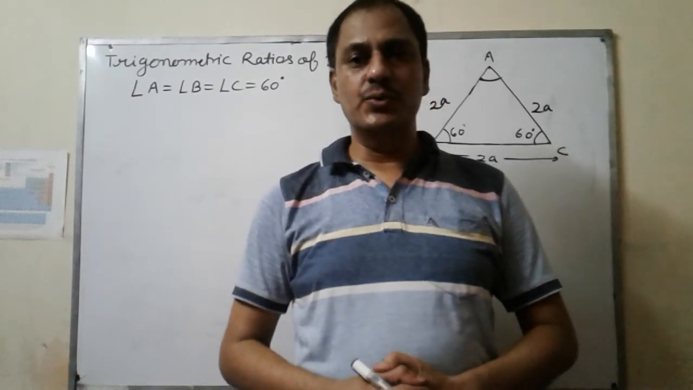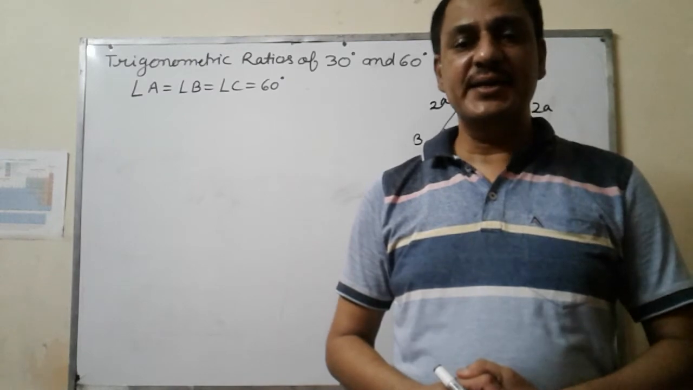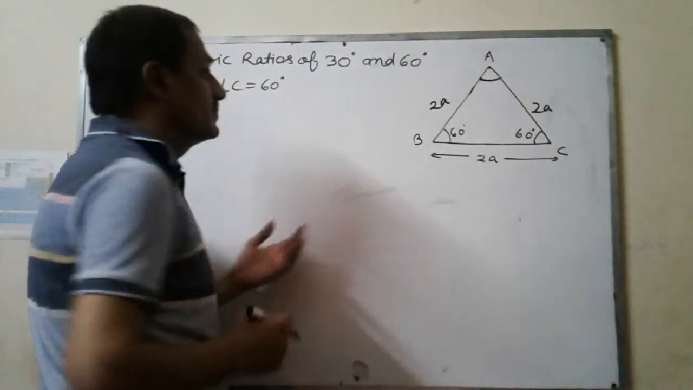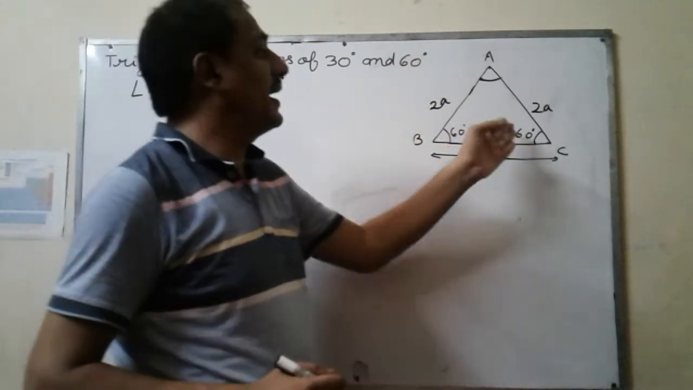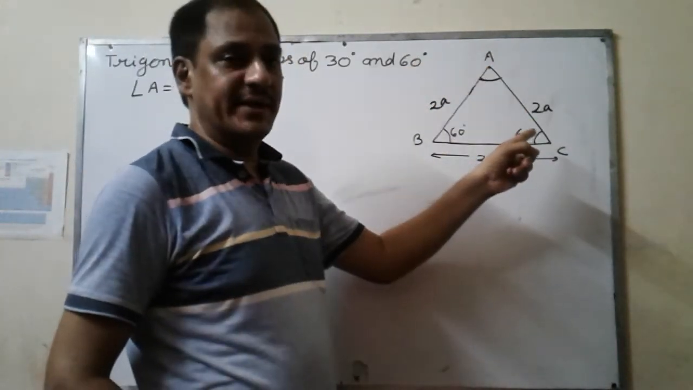Today I am going to calculate the trigonometric ratios of 30-degree and 60-degree angle. Here ABC is an equilateral triangle.